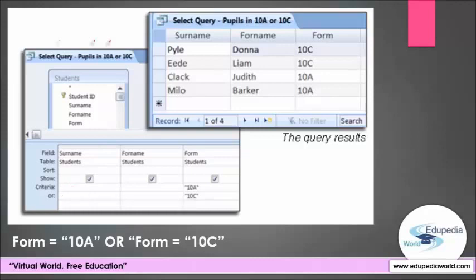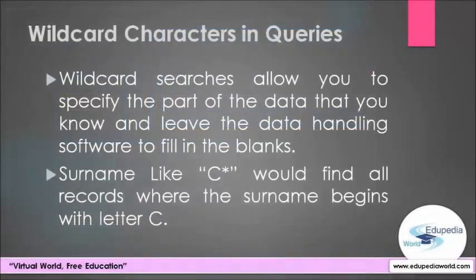Another important feature in queries is wildcard characters. For example, think that you may want a list of all the students born in November, or all of the students whose surnames start with the letter C. Wildcard searches allow you to specify the part of the data that you know and leave the data handling software to fill in the blanks.